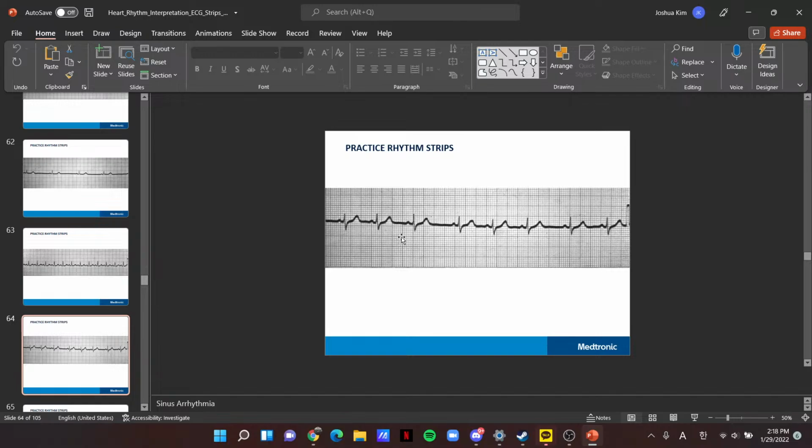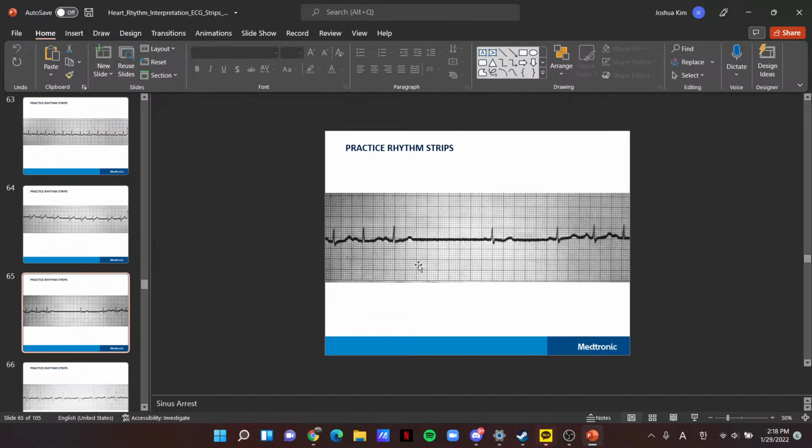This looks normal to me, but it's considered an arrhythmia. The only reason it can be considered an arrhythmia is if the P wave length starts to vary. So here, I can see that it does increase. That's like a pause. Oh yeah, so it's an arrest.